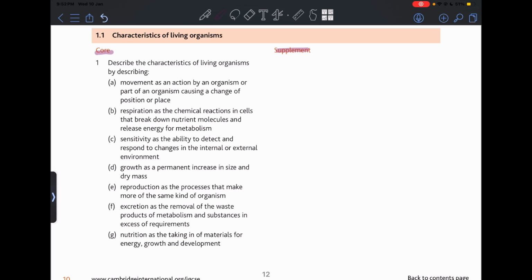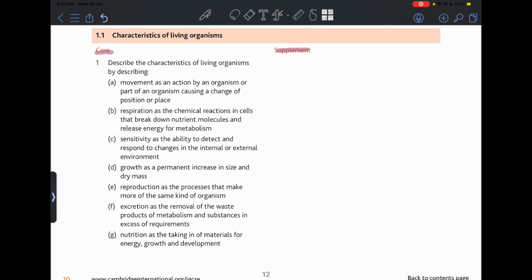So everyone should know that movement is an action done by an organism or part of an organism causing a change of position or place. This is the definition of movement. Respiration is the chemical reactions in cells that break down nutrient molecules and release energy for metabolism.